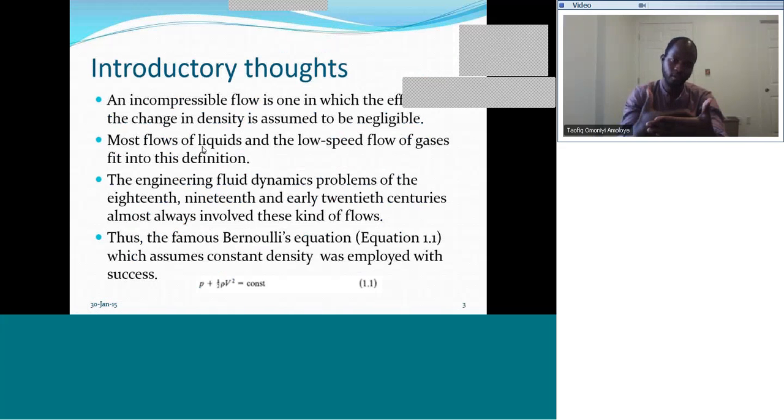And for gases, when the speed of the flow is not as fast, then you don't have as much pressure change to bring about much change in density that would bring any kind of error into calculations if it wasn't taken into account. The engineering fluid dynamics problems of the 18th, 19th, and early 20th centuries almost always involved those low speed flows of liquids and gases. So they were incompressible flows.